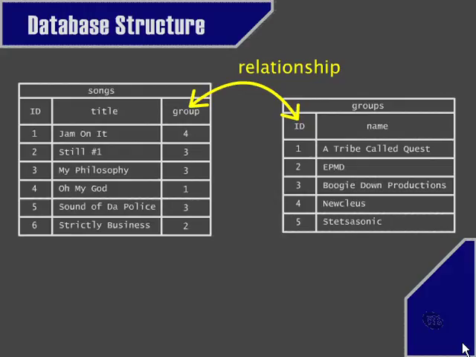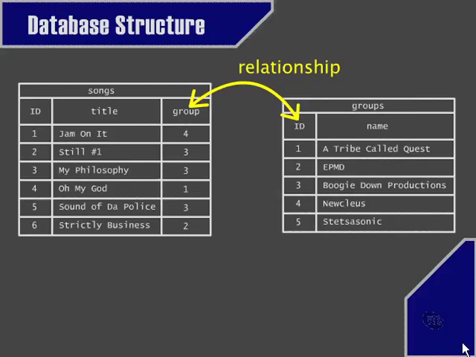And furthermore, if we realized that we'd misspelt Boogie Down Productions, or we wanted to change that piece of data for whatever reason, all we'd have to do under this system would be to change the name in the groups table, and then when we came to pull data out about the songs, the group column would refer us to the entry in the groups table, and essentially the data would be corrected for all the songs in effect.